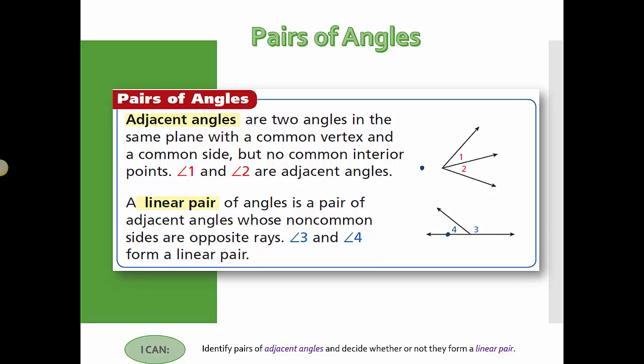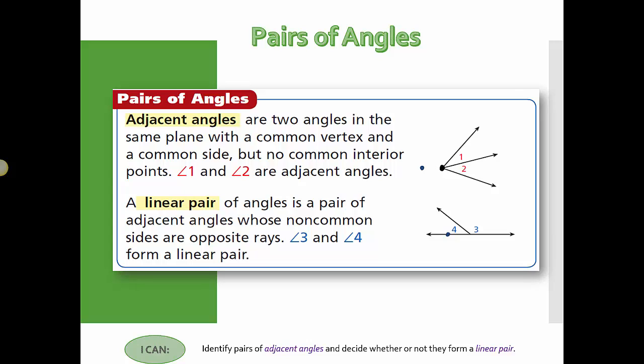So in order to meet that first objective, to identify pairs of adjacent angles and decide whether or not they form a linear pair, we have the definitions of adjacent angles and linear pair. So for our first definition, let's see what is important to identify when angles are adjacent. Adjacent angles are two angles in the same plane with a common vertex. In this case, the common vertex would be right here.